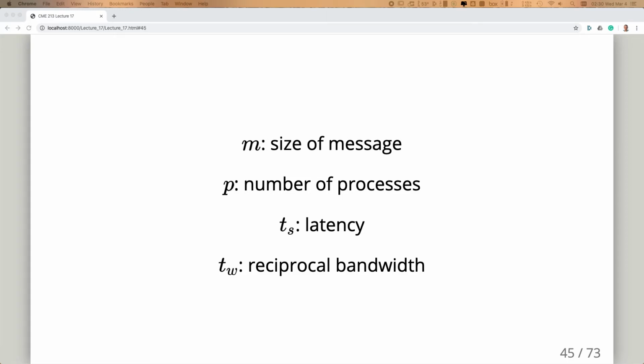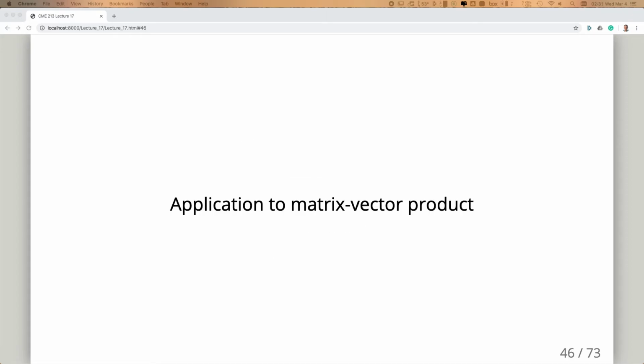T is the latency, the time it takes to send just a tiny piece of data. And TW is the time it takes if you send a large amount of data, the reciprocal of the bandwidth. So let's apply this to matrix vector product, and you have to do something very similar in homework 5.